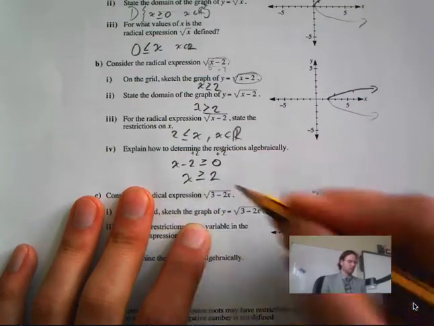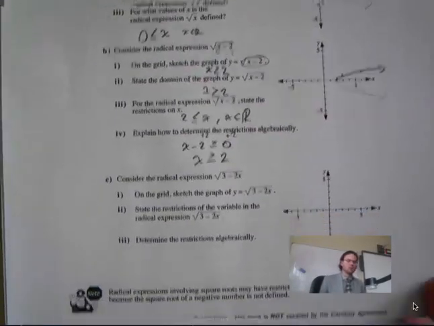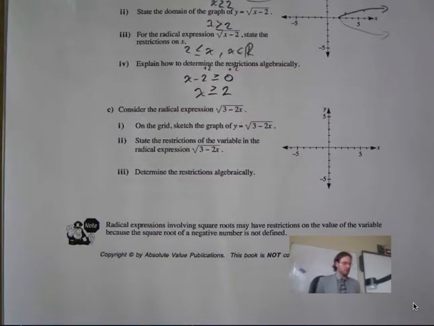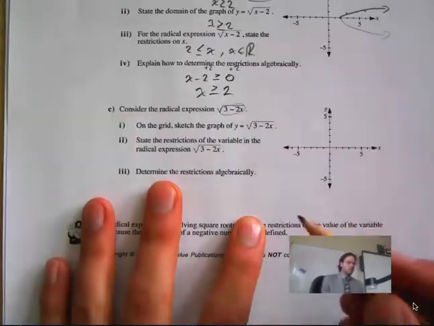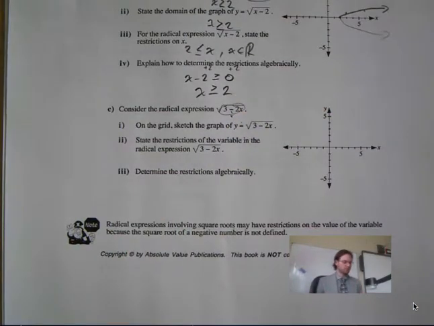X is equal to 2. There we go. That's it. Okay? Let's take a look at this next part here. What did we find before? This must be greater than or equal to 0.